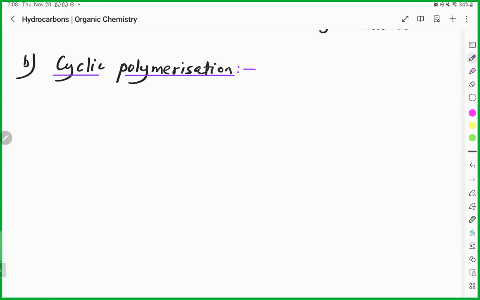This is aromatization from the alkane. Aromatization from the alkane. Do you remember this? So reformation is different. Reforming is different.